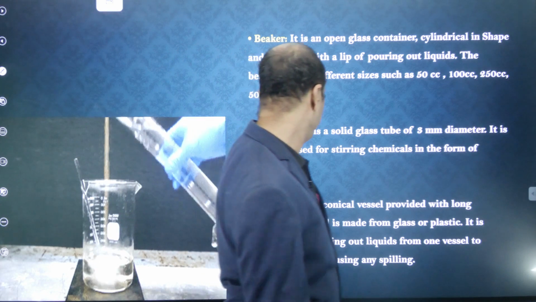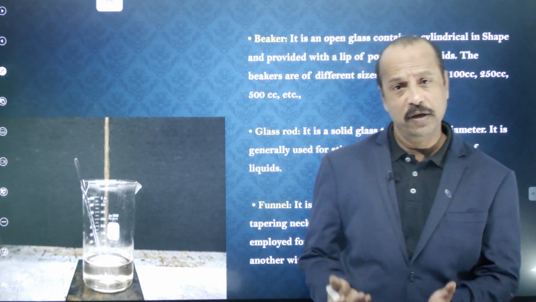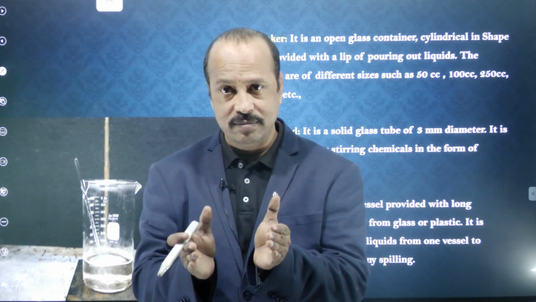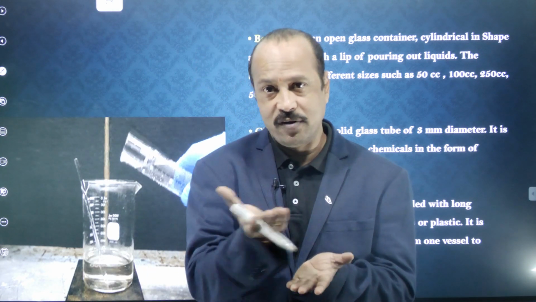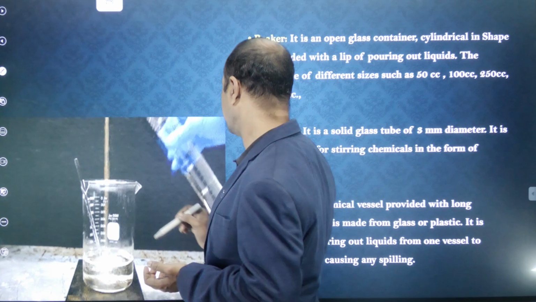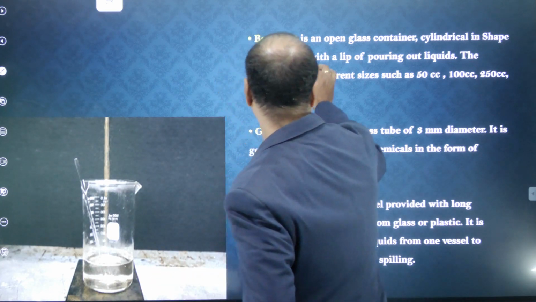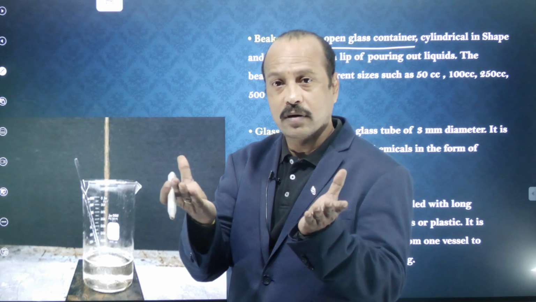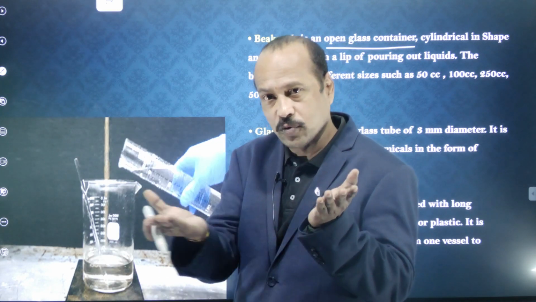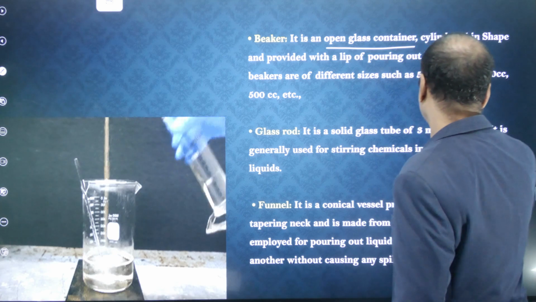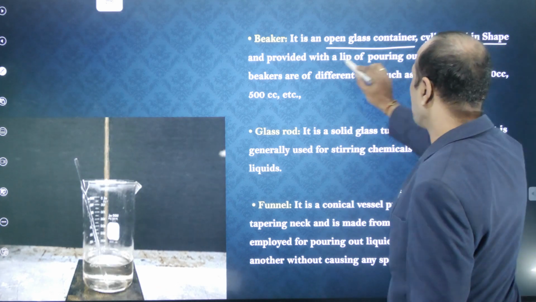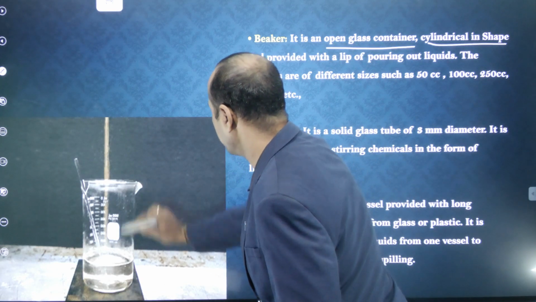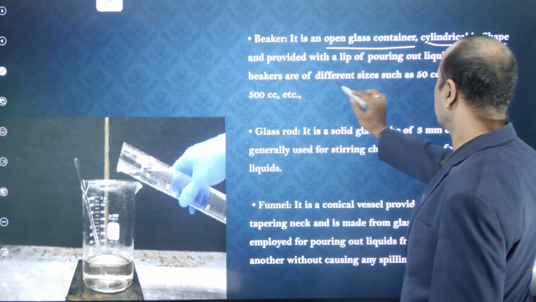Now come to the beaker, glass rod, and funnel. Beaker, everyone knows, I think, right? So this is a glass beaker, of cylindrical shape with a flat bottom. So see here, it is an open glass container. Open glass container means what? The upper side is open, and of course down it's a flat base. Cylindrical shape provided with a lip for pouring out liquid. So here this is a lip for pouring out liquid.